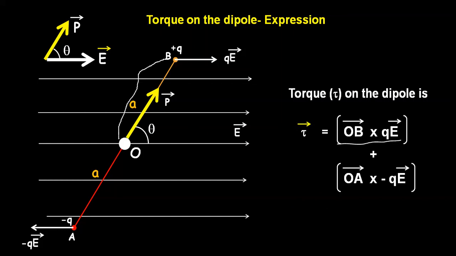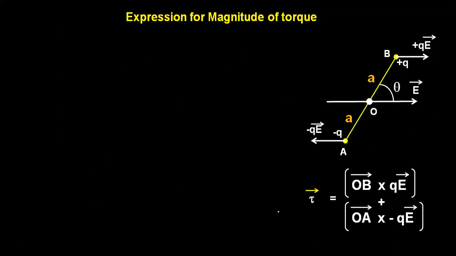So OB vector, so this is your R1 vector cross F vector. F vector க்கு பதிலா இங்க QE vector இருக்கு, because QE vector is the force acting on positive charge. And OA vector, R2 vector க்கு பதிலா OA vector. So OA vector cross minus QE vector, where minus QE vector is the force acting on minus Q charge. So adding these two torques vectorially, I will be getting the net torque acting on the dipole due to the couple. Okay, இப்ப அடுத்த ஸ்லைட்ல நம்ம again இந்த டார்க்கோட எக்ஸ்பிரஷனை இப்ப டெரைவ் பண்ணிடுவோம்.